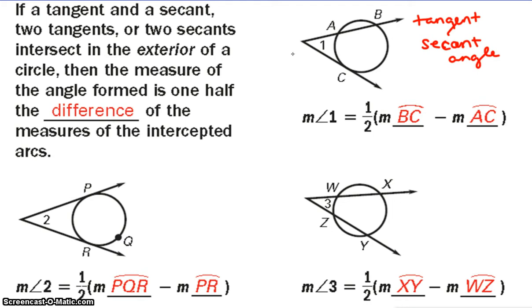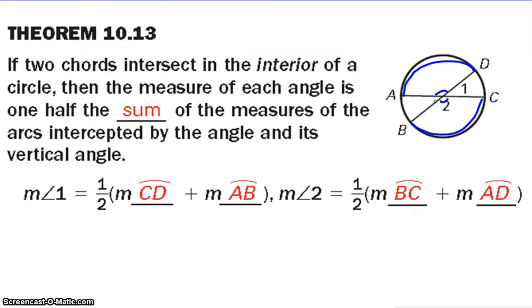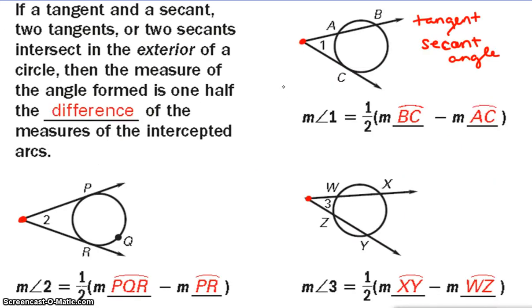So what I'm going to do, notice that the angle is on the outside in all three of these cases. What that means is we're actually going to subtract. So in the previous theorem, they crossed in the middle like a plus sign, so we added them. Now that it's outside, we're going to subtract and then divide by 2. So you would take the big arc, BC, and subtract AC and divide by 2.